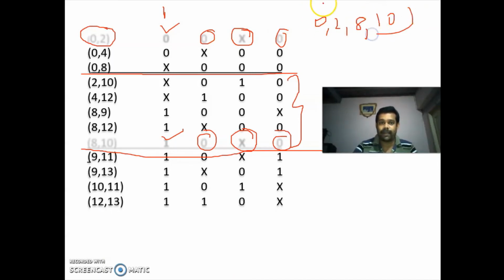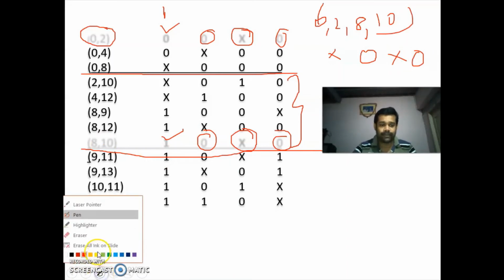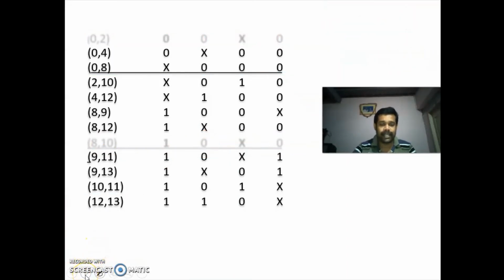And the first bit is differing. So x, second one 0, then next one x, next one 0. So this is what you are getting. So we'll see in animation.